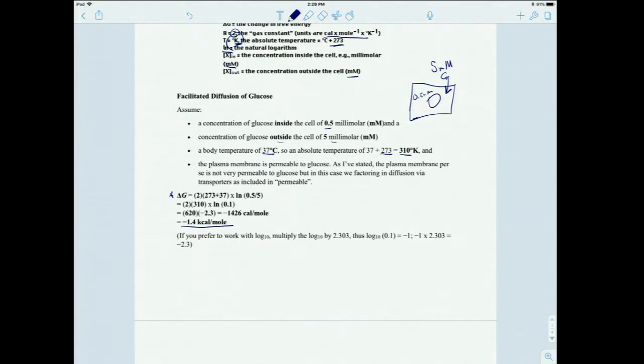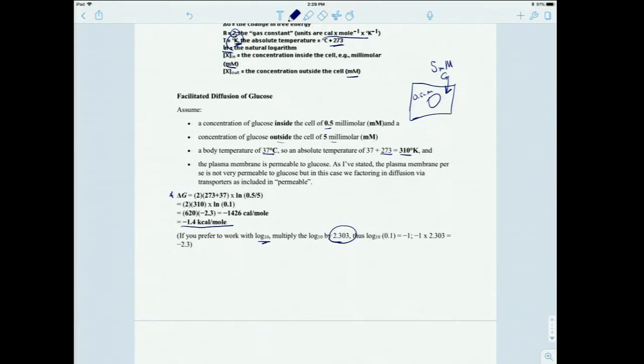Now, if you really wanted to work with log 10 as opposed to natural log, you have to convert it by a number, 2.303. Again, this is not something I'm interested in you memorizing. I'm just making you aware that you can have a base-10 version of this equation as well.